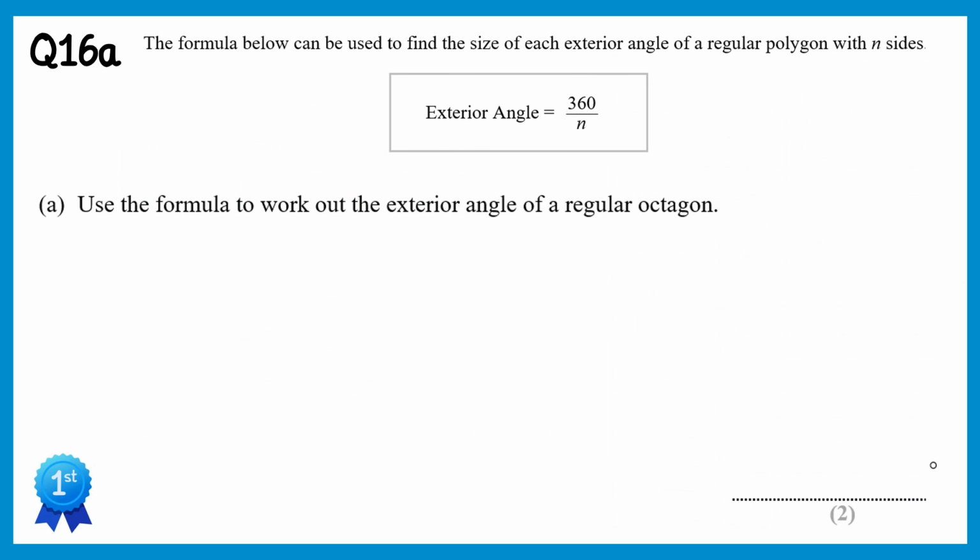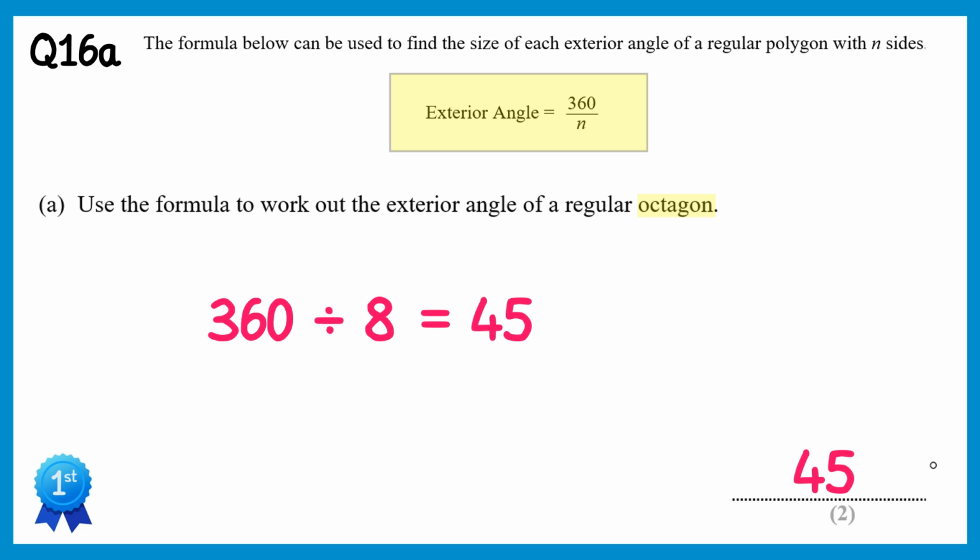In this question, we need to work out the exterior angle of a regular octagon, and we've been given this formula to help us here, where n is going to represent the number of sides that it has. So an octagon has 8 sides, so we just need to do 360 divided by 8. So you can type this into your calculator, and it will give you the answer 45, which is the answer to the question.